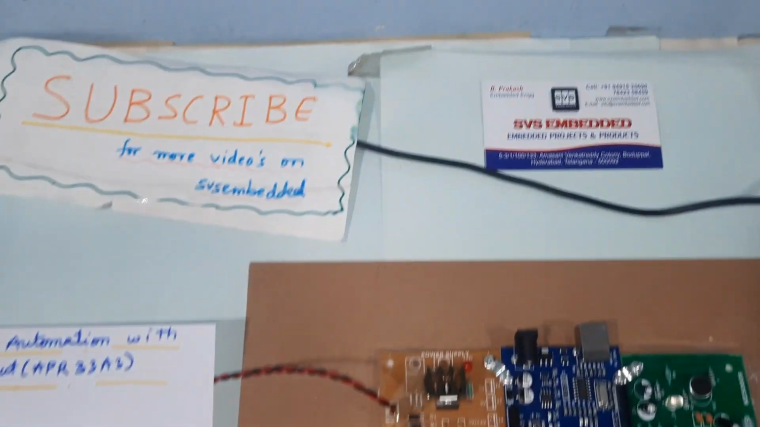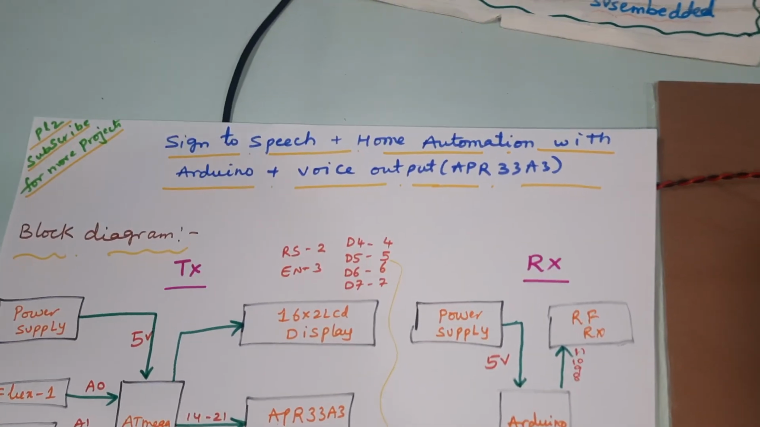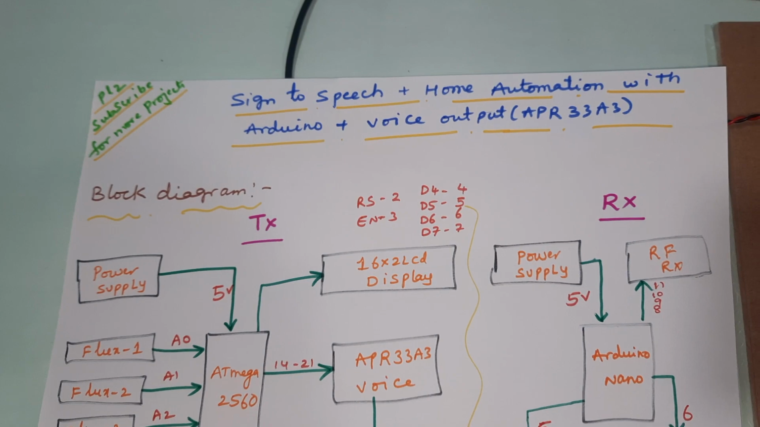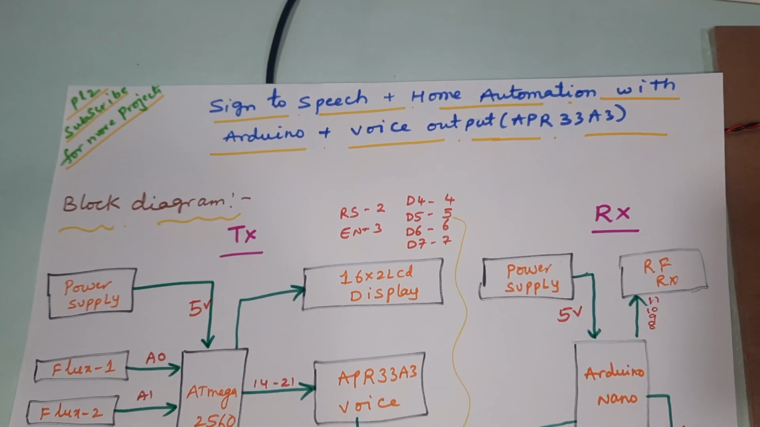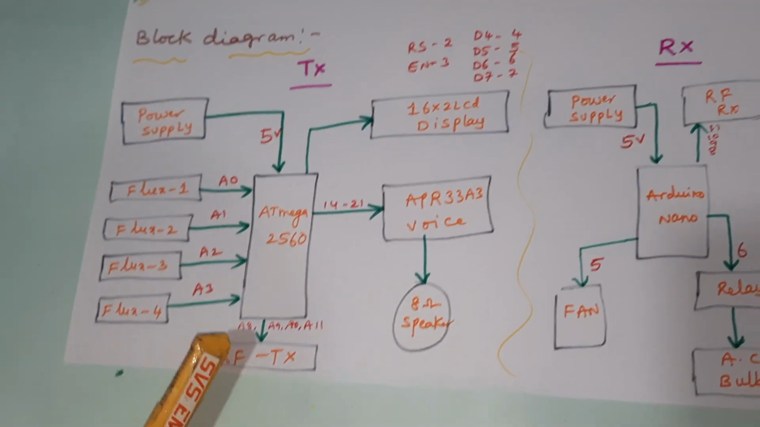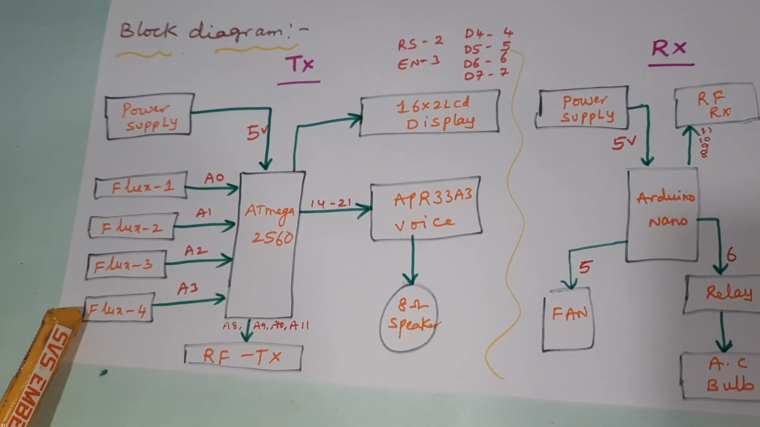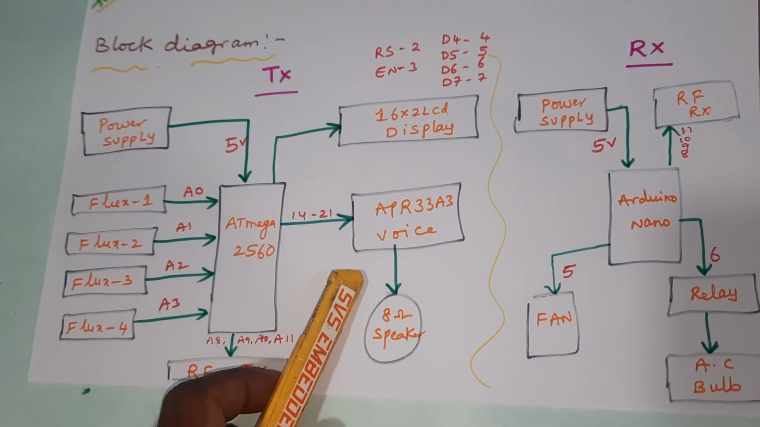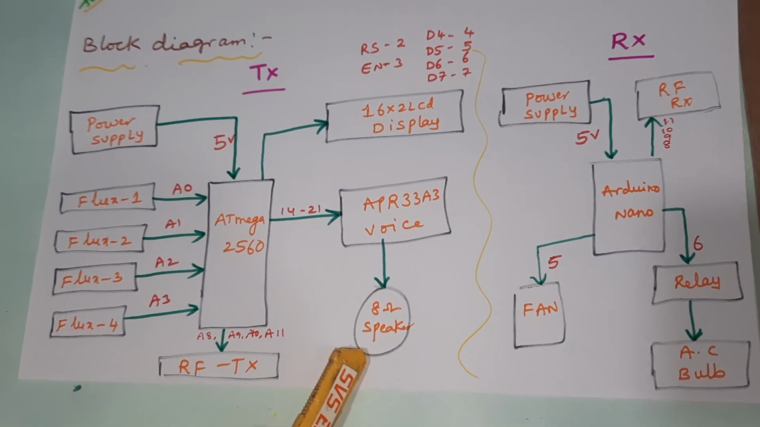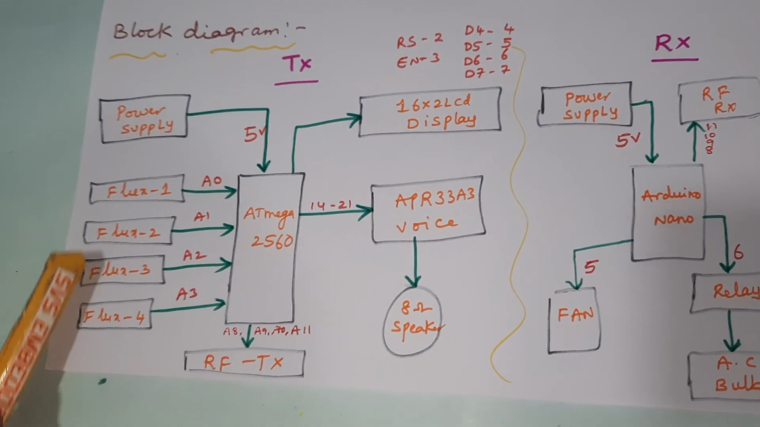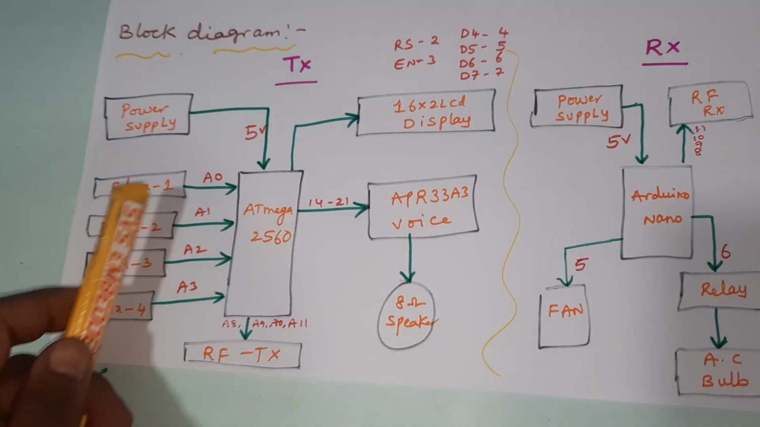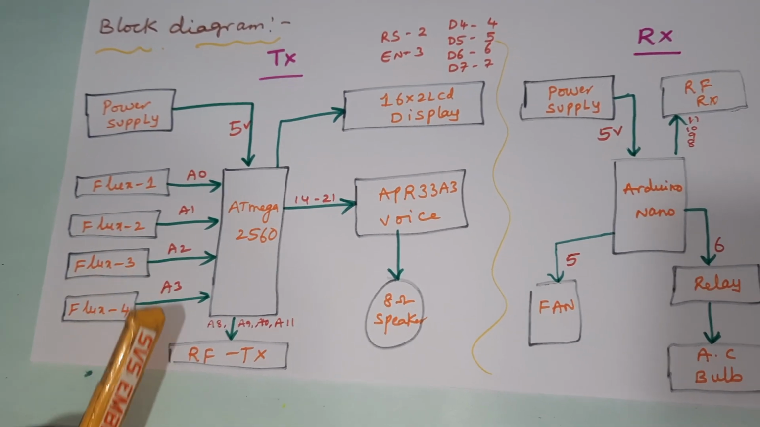The project title is Sign to Speech Voice Home Automation with Arduino with voice output. Here we are using ATmega 2560 with 4 flex sensors, APR33A3 voice record and playback IC, and an 8 ohm speaker. Flex 1, flex 2, flex 3, flex 4 are connected to A0, A1, A2, A3.